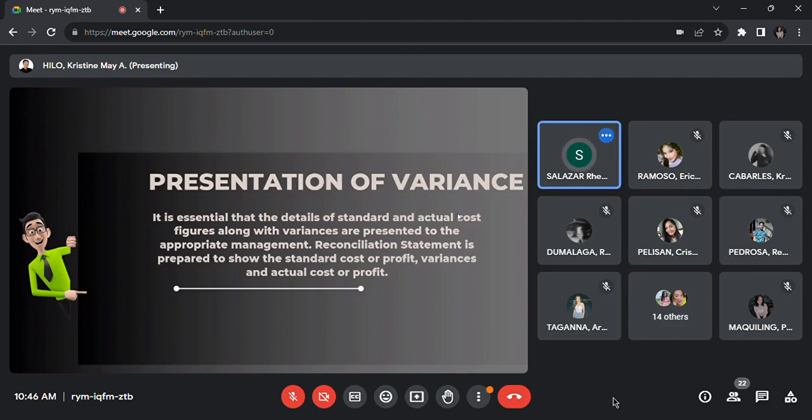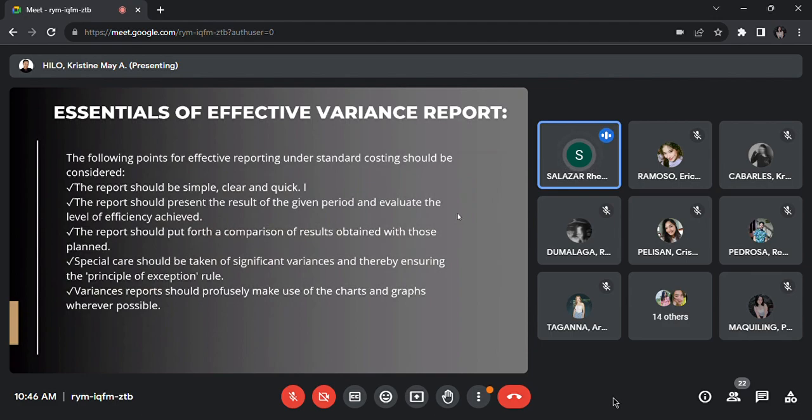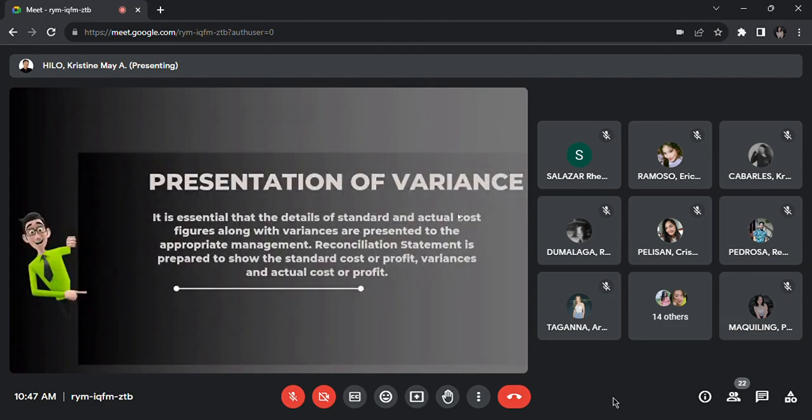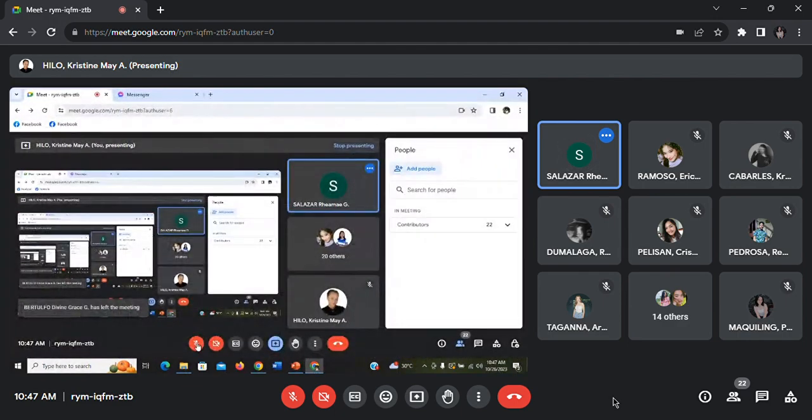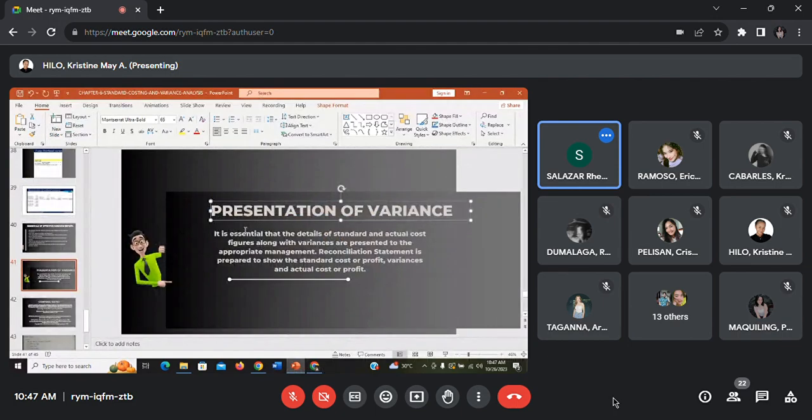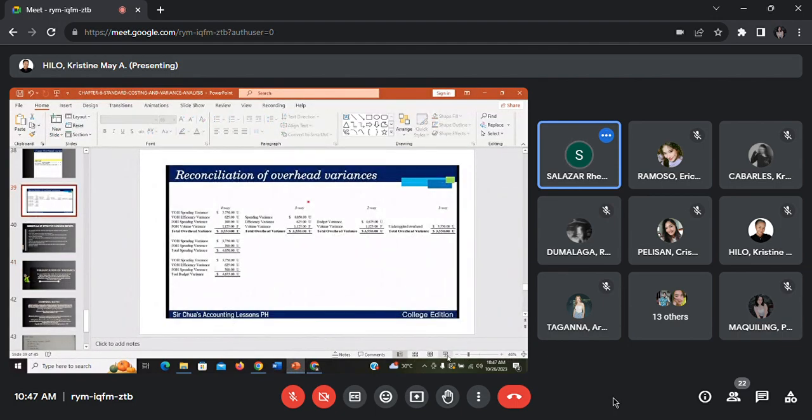Balik na ipalihog na to sa kuan. Reconciliation statement. Ibalik na ipalihog. Ibalik pa sa kuan. Sa 39, page 39, palihog. Yan.